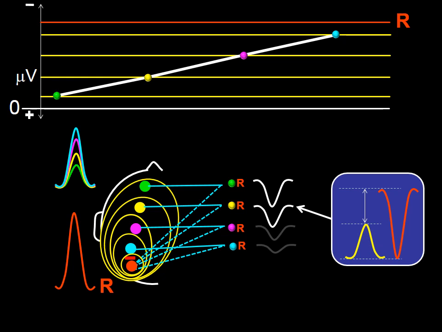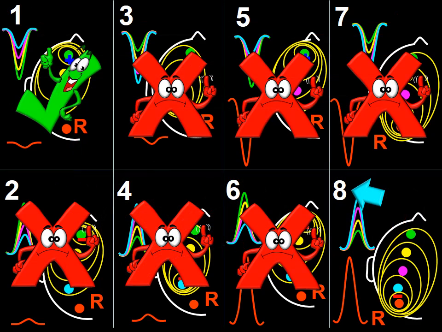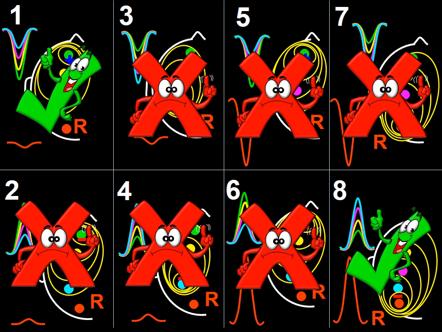We can then repeat the same operation for the yellow wave, the magenta wave, and the aqua wave. And as you can see, they all coincide with the amplitude of the waves in question. So option 8 is a sound option.